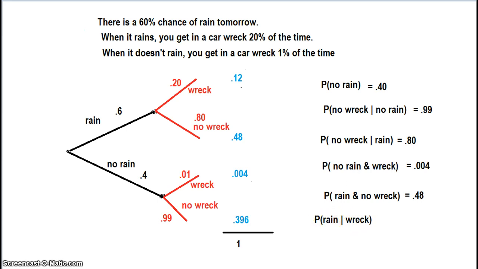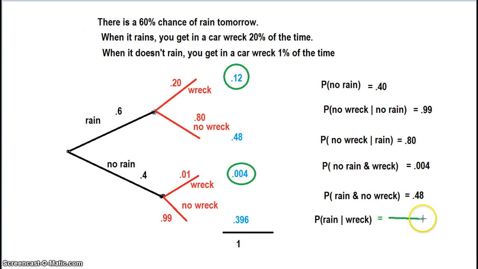So let's find all the branches that lead to a wreck. So this branch, rain, wreck, found one. This branch, rain, no wreck. So this 48% of the time there's no wreck involved. That's not what we're interested in. No rain, wreck. Alright, so we're interested in that. And then no rain, no wreck, we're not interested in that. So we're trying to find the probability that it was raining if we know we got in a wreck.